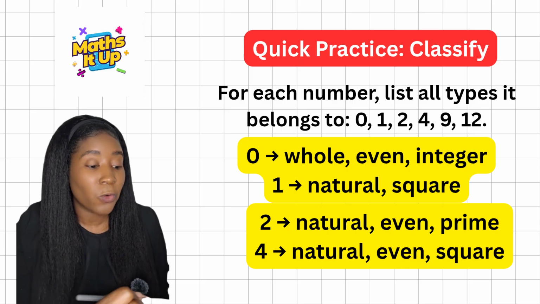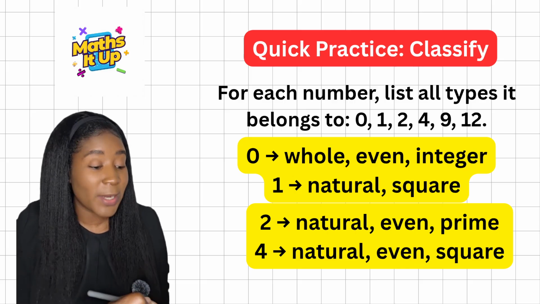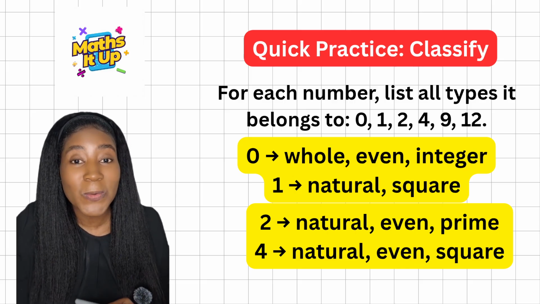0 is a whole number. 0 is also an even number. And 0 is also an integer.